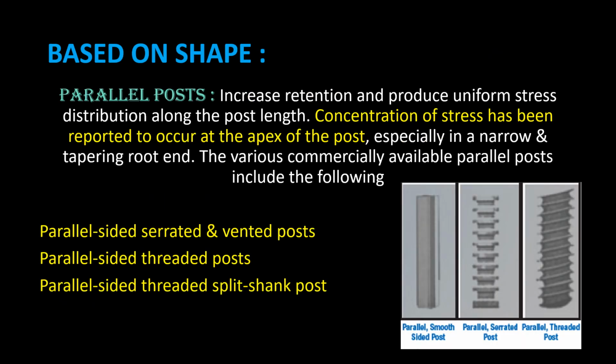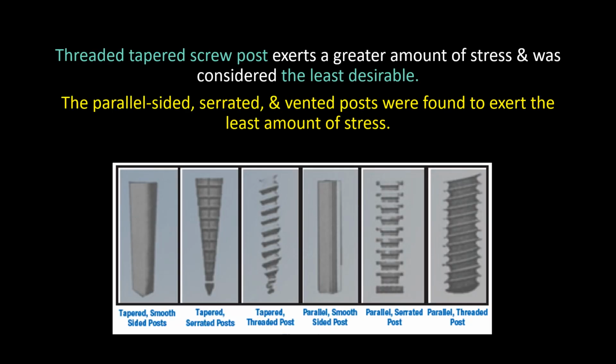Based on shape. Parallel posts increase retention and produce uniform stress distribution along the post length. Concentration of stress has been reported to occur at the apex of the post, especially in a narrow and tapering root end. The various commercially available parallel posts include the following: parallel-sided serrated and vented posts, parallel-sided threaded posts, parallel-sided threaded split shank post. Threaded tapered screw post exerts a greater amount of stress and was considered the least desirable. The parallel-sided, serrated, and vented posts were found to exert the least amount of stress.